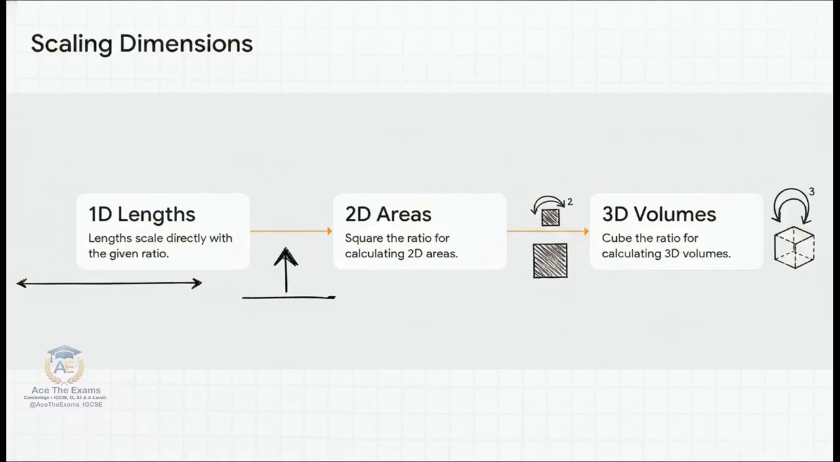Here is the absolute golden rule for scaling that you need to memorize. You must respect the dimensions. A simple line is 1D. If a line doubles, it just scales directly by the ratio. But an area is 2D. It has length and width, so you have to square the ratio. And if the examiner throws a 3D volume question at you, like a sphere or a cylinder, you have to cube the ratio. It's a massive multiplier effect that completely changes the math.